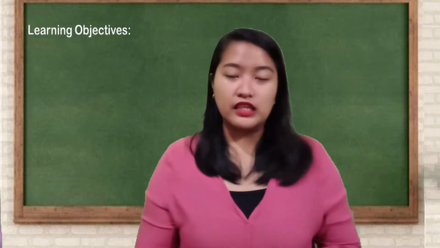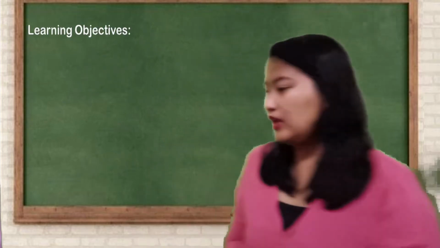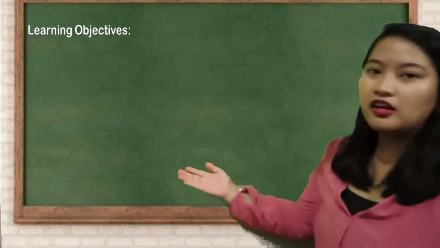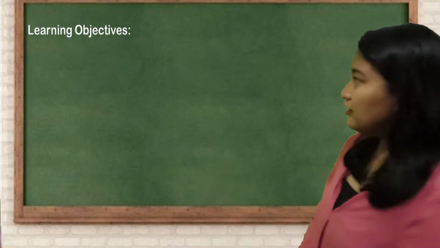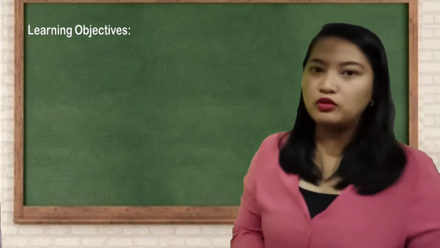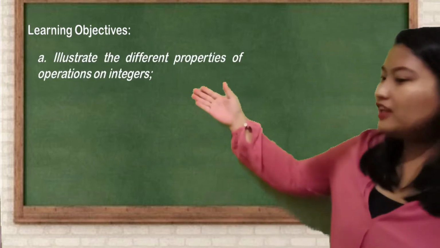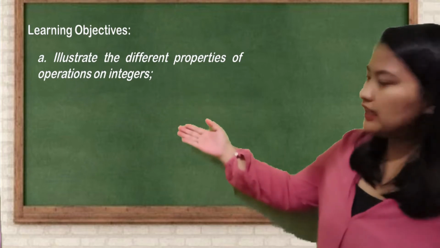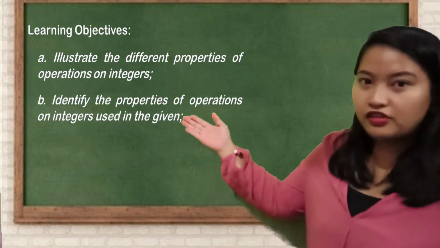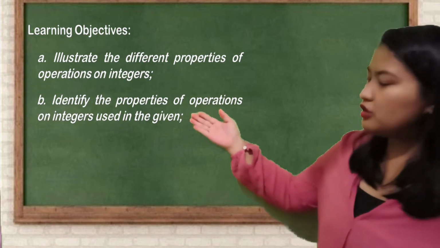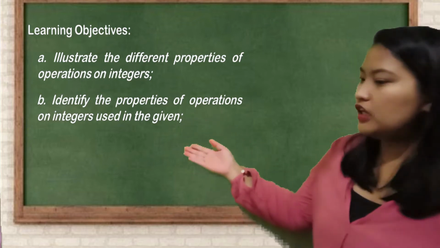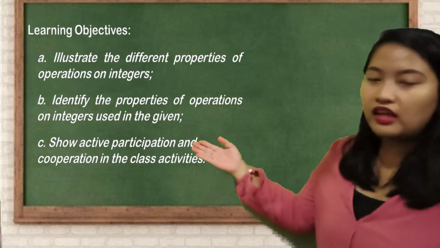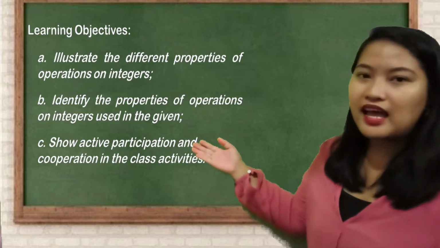Before we proceed with our class for today, we have here the learning objectives of our lesson. At the end of the lesson, students will be able to first, illustrate the different properties of operations on integers. Second, identify the properties of operations on integers used in the given. And the third would be show active participation and cooperation in the class activities.